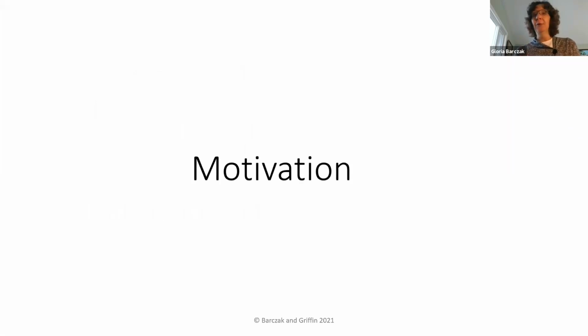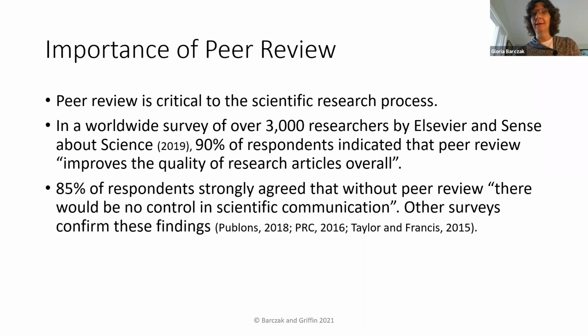So the motivation: why do a workshop like this? Why write a book? Why write an article? Why should anybody care? Well, as Sergey said, peer review is really critical to the scientific research process. And in surveys that have been done, most people would agree with that: if we don't have peer review, then we don't really have good science. So peer review improves the quality of research articles.